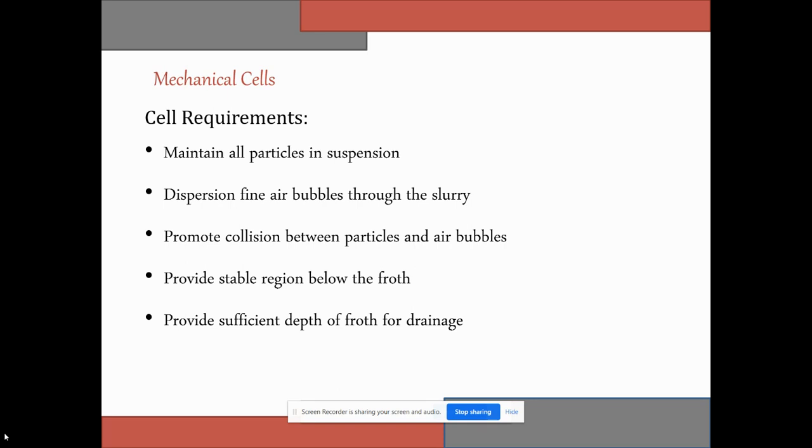The cell requirements of mechanical machines are: maintain all particles in suspension, disperse fine air bubbles through the slurry, promote collision between particles and air bubbles, provide a stable region below the froth, and provide sufficient depth of froth for drainage.